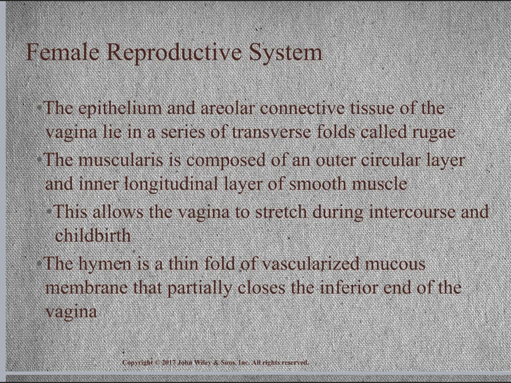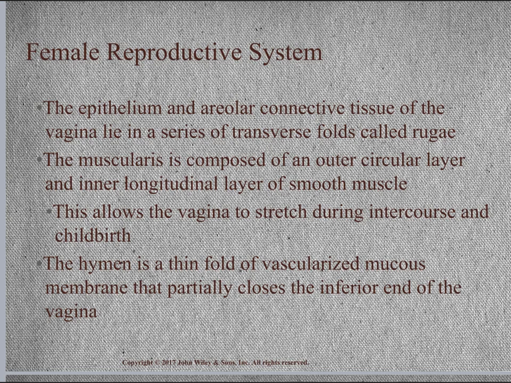These together allow the vagina to stretch, especially during intercourse and childbirth. There is another layer covering the vaginal orifice that we have to talk about. It is called the hymen. It's a thin fold of vascularized mucous membrane that partially closes the inferior end of the vagina.